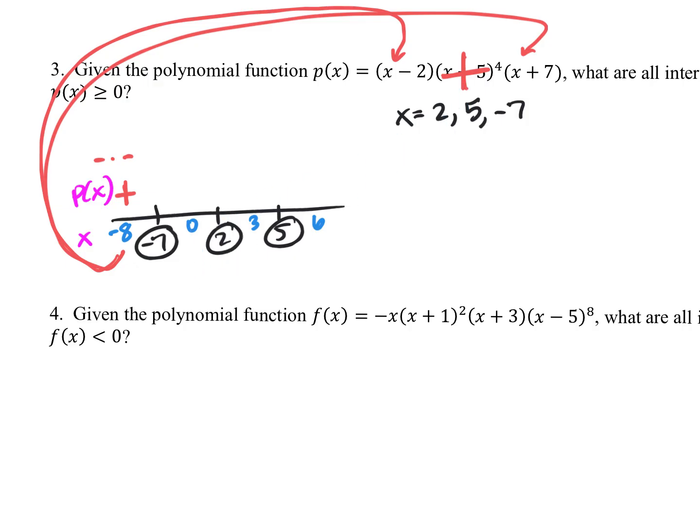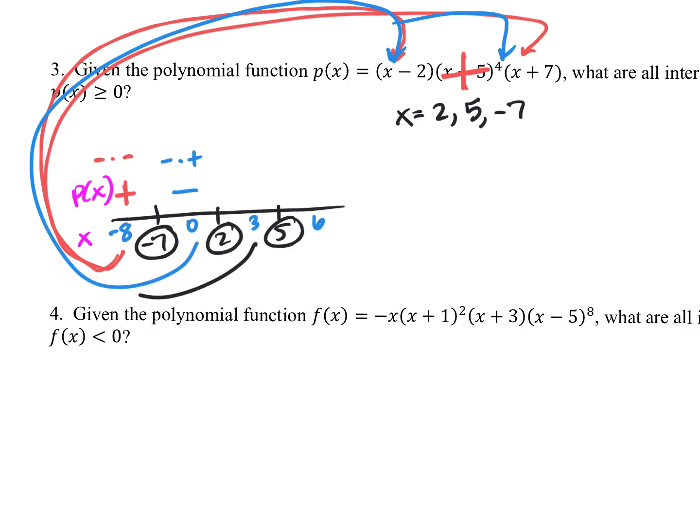Let's plug a 0 in. I'm going to do this in blue. 0 minus 2 is negative. 0 plus 7 is positive. What's a negative times a positive? Negative.